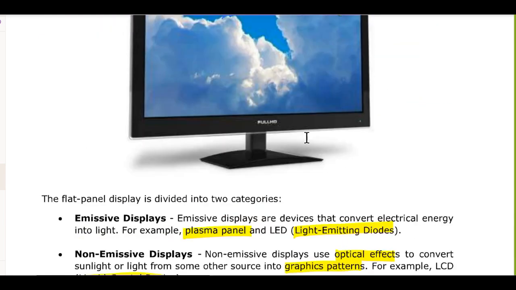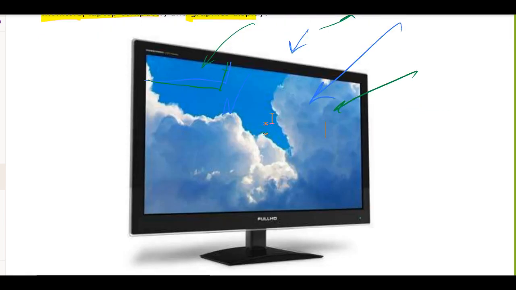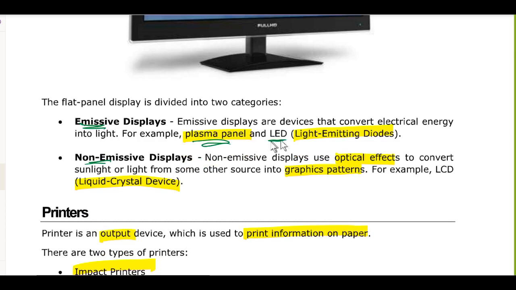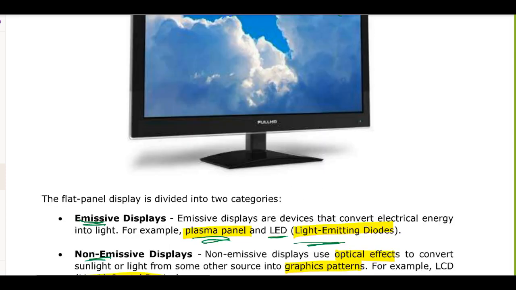But then there are two types of this kind of screen. One of them is called emissive displays, and the other one is called non-emissive. The emissive displays are the ones based on plasma or LEDs. So the light emitting diodes are put in, and in the old days we used to have plasma type TV screens. They used to call them plasma. The idea is that they are based on emissive displays, which convert electrical energy into light.